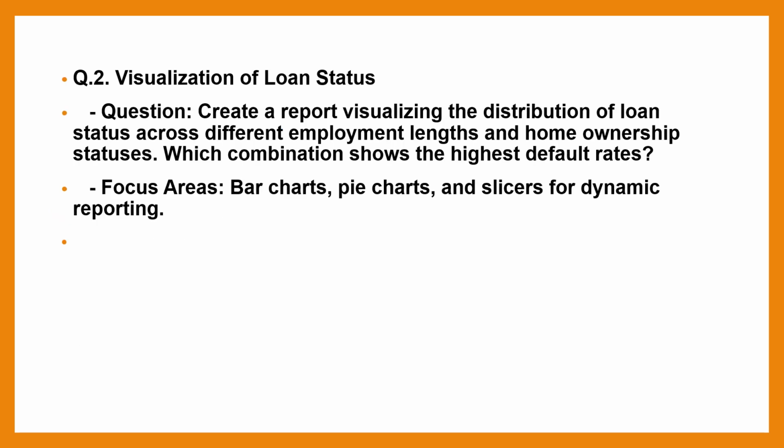Question 2, that is visualization of loan status. Create a report visualizing the distribution of loan status across different employment length and home ownership status. Which combination shows the highest default rate? Focus areas are bar chart, pie chart, and slicer for dynamic reporting.